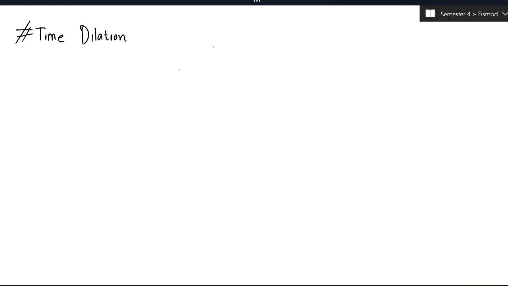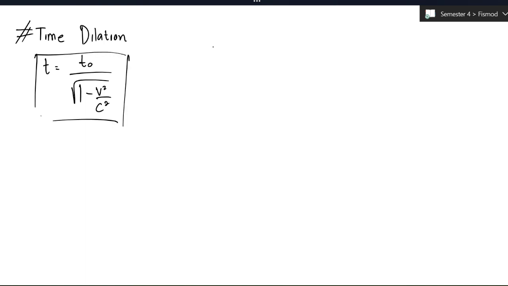So the way it works is, of course, we have the formula for time dilation. The formula itself is just t equals t0, or is it t null? Let's just call it t0. t0 divided by the square root of 1 minus v squared divided by c squared. This is the formula for time dilation.